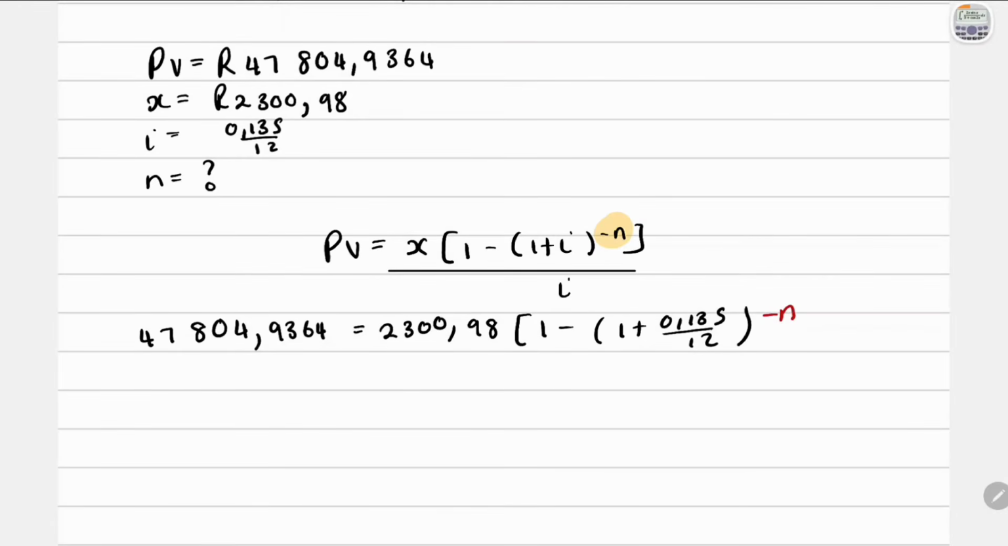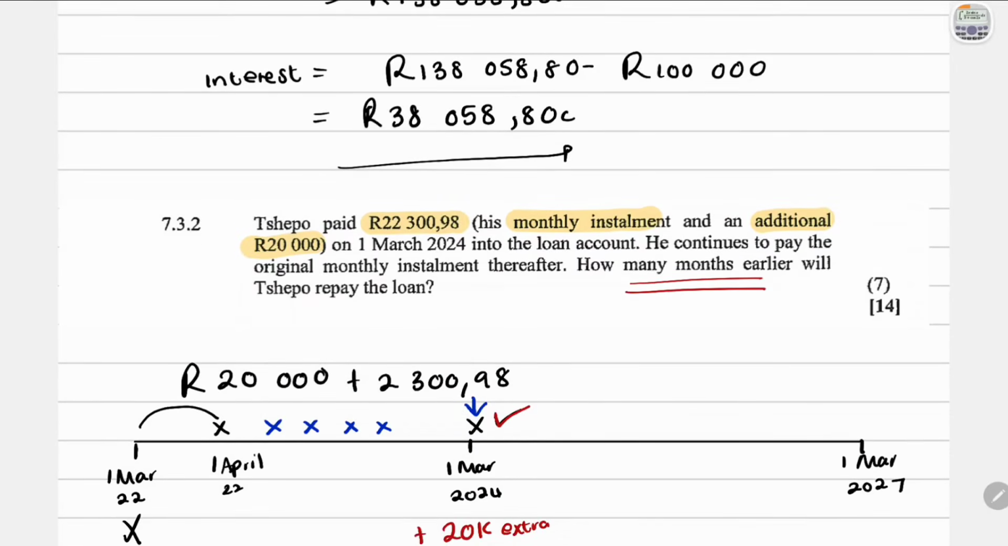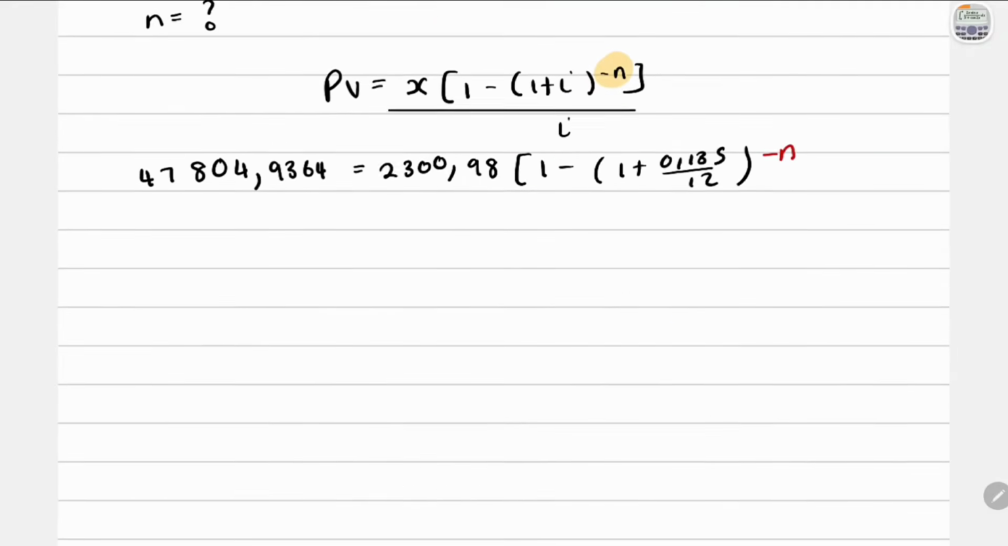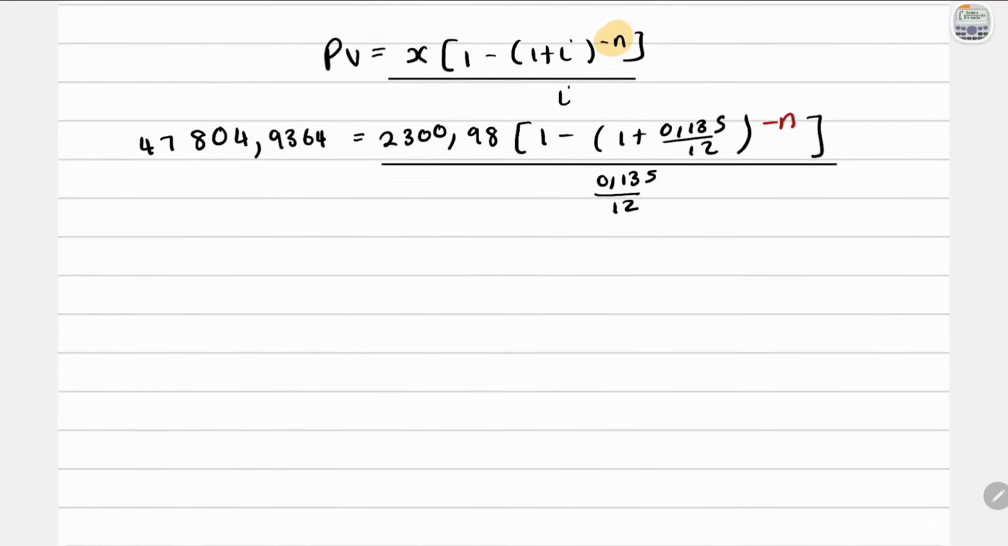Now I'm not going to multiply that by 12, because I want to find out how many months before I try to convert into years. They ask how many months earlier. That's the question. I see that now. So we actually have to tell them in months. So let's leave that as negative n and not multiply by 12, because you don't want to convert it to years or anything like that. And then all over the interest that you still have.